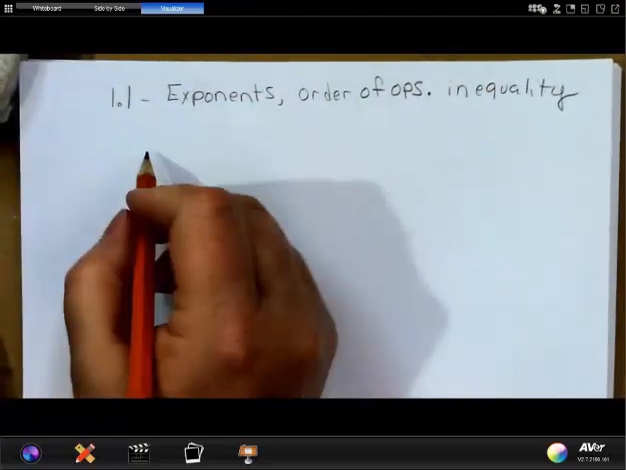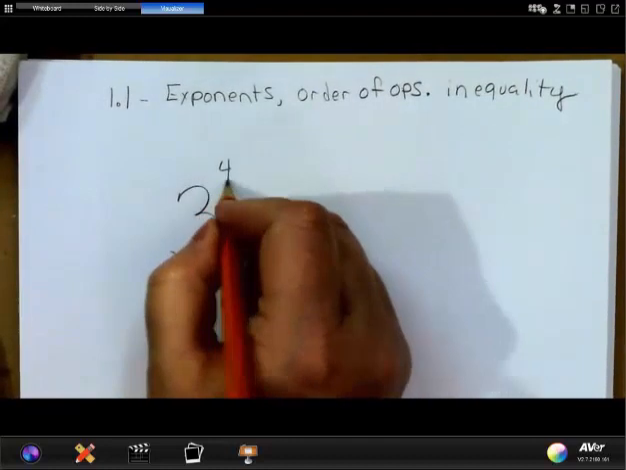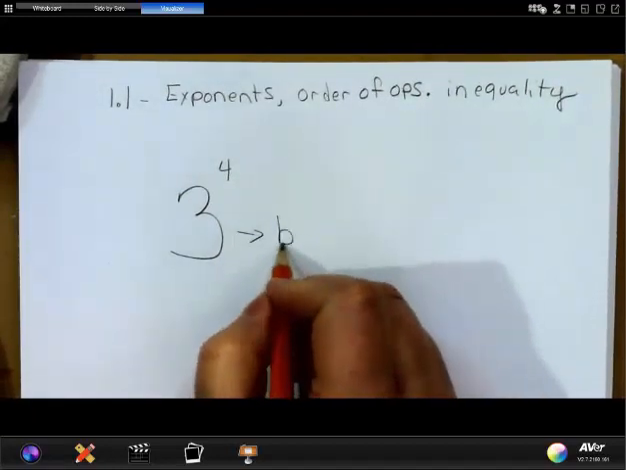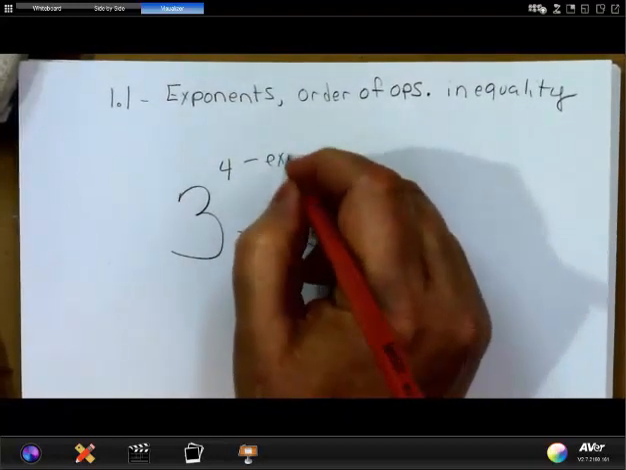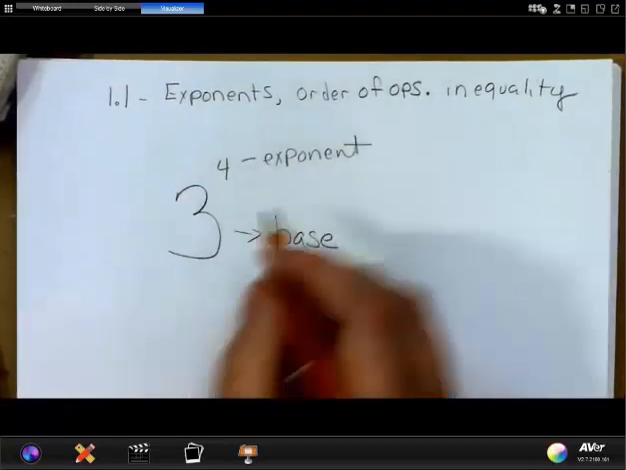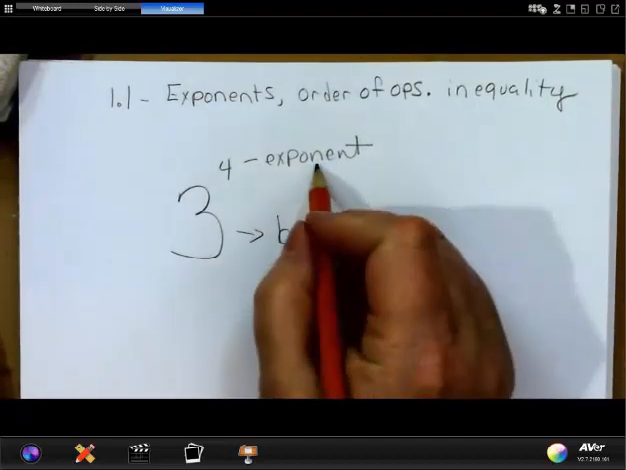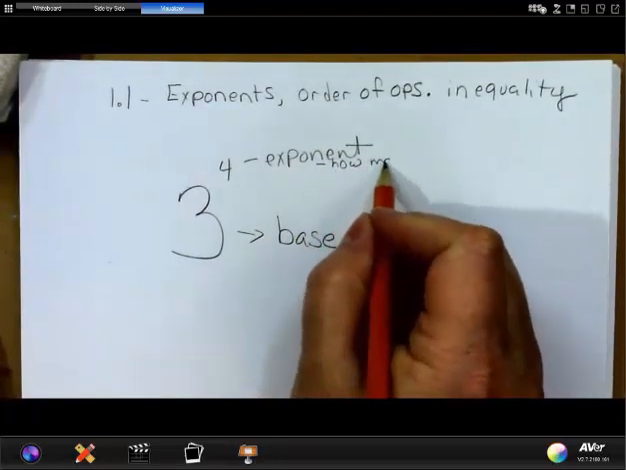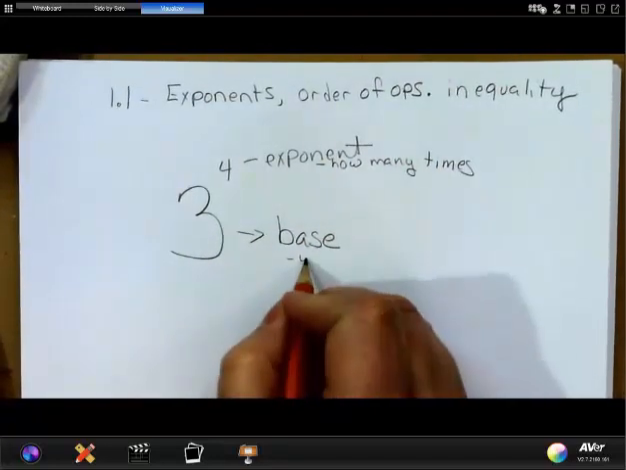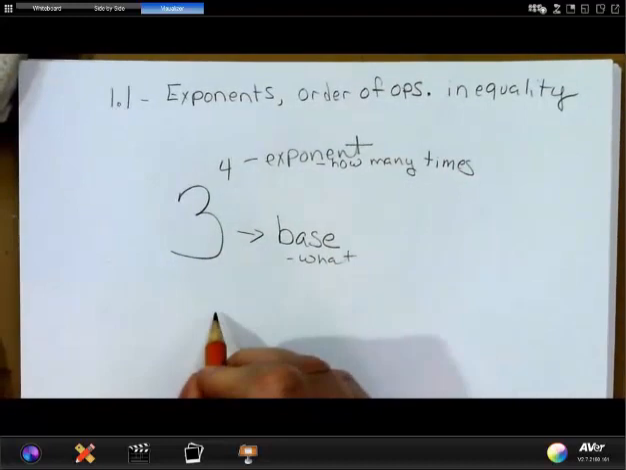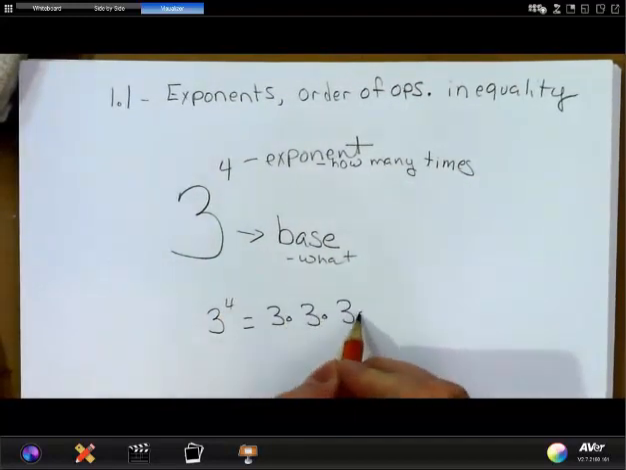So let's talk about exponents. Exponents have two parts. You have a big number and you have the small number. The big number is called the base, and this is called the exponent. The base tells you what you're multiplying. The exponent tells you how many times. So 3 to the 4th power is actually 3 times 3 times 3 times 3.